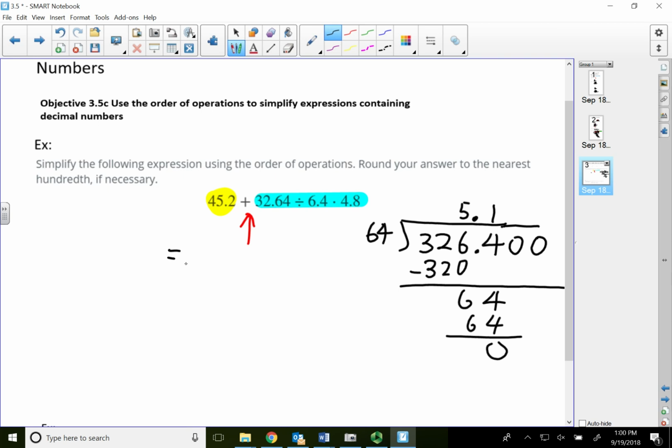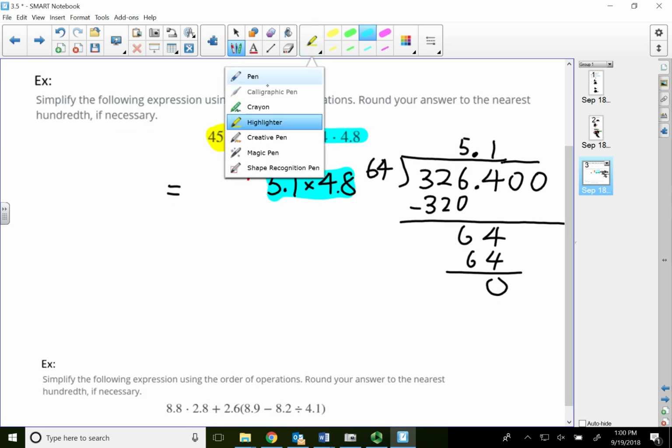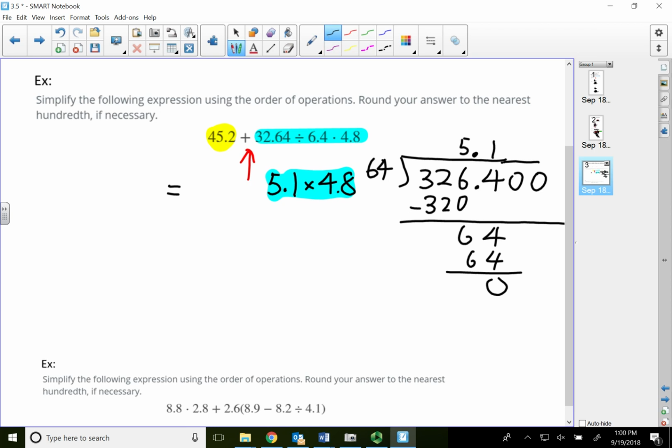So now the 5.1 needs to multiply the 4.8. This is still my second term in blue. The plus sign is still right here, and 45.2 is still in front of it because the first term has no operation. So now let's do some multiplication real quick. Multiplying decimals, let's treat it like whole numbers. I'm going to move this slightly over, okay?